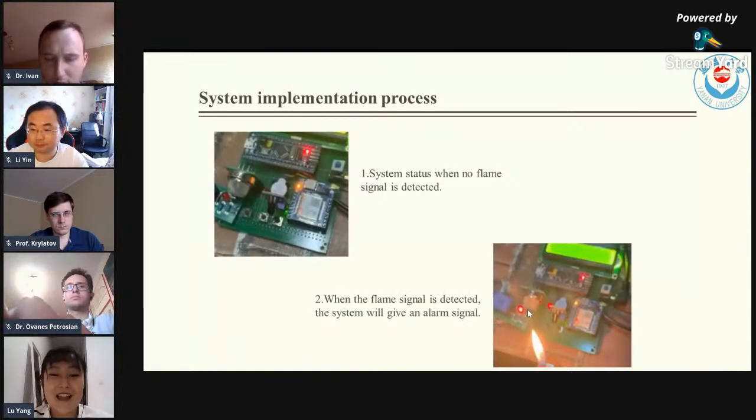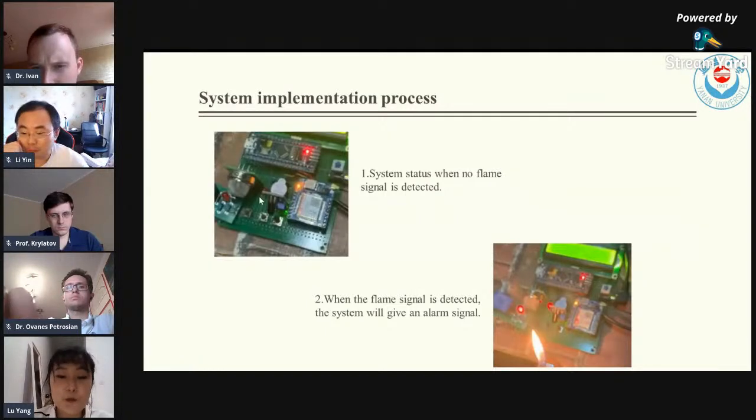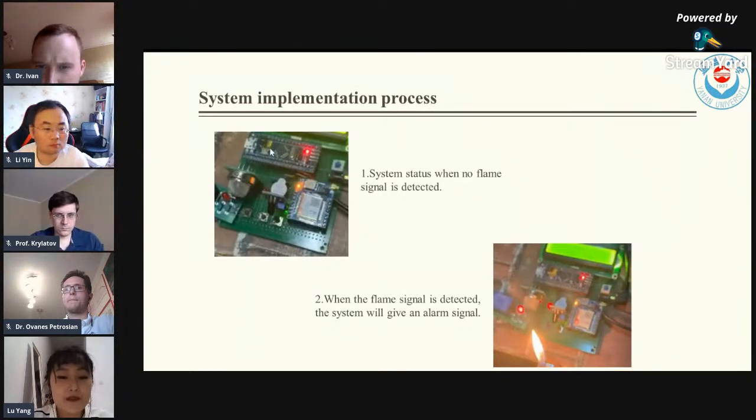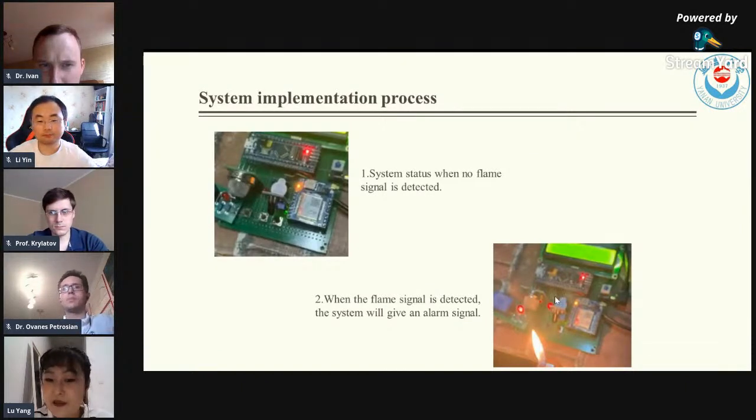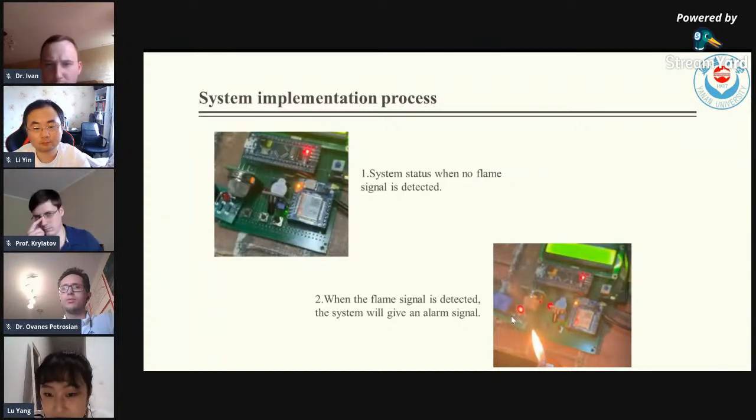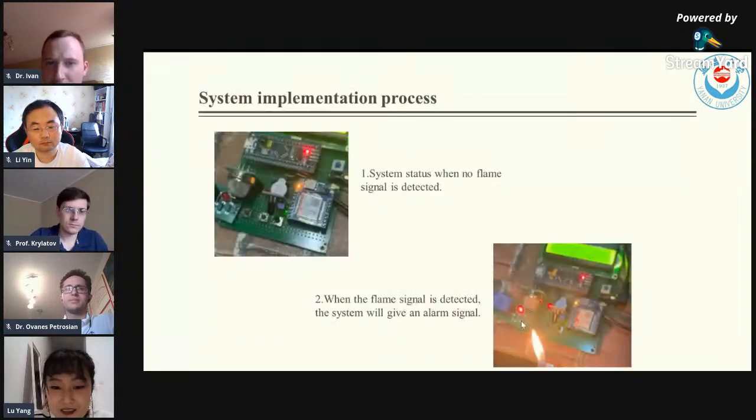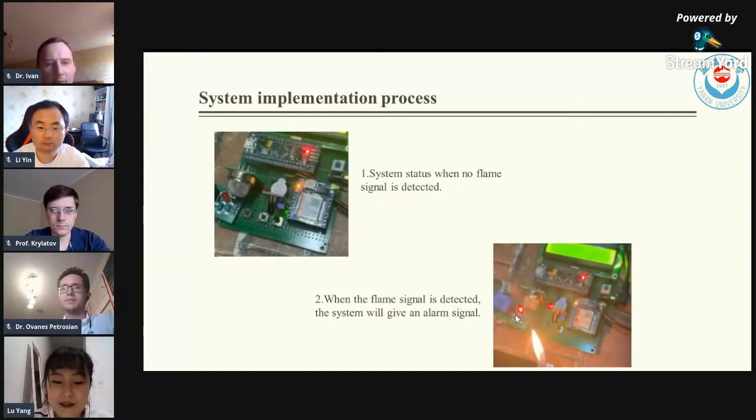And the last page describes the flame detection module. The first picture shows that it did not detect a flame, while the second picture shows that when a flame is detected, the LED light turns on here, and then the buzzer sounds the alarm.